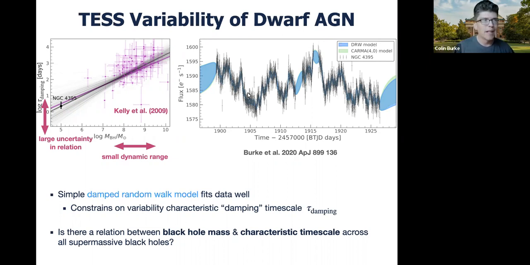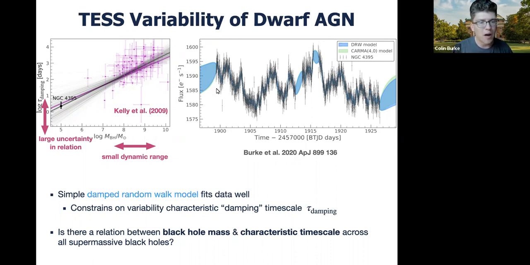So you can think of a random walk as a drunk person stumbling around, and a damped random walk is like a drunk person on a spring, connected to the lamppost with a spring. So it has this sort of mean reversion to the mean luminosity behavior. So that's what's seen in the damped random walk.